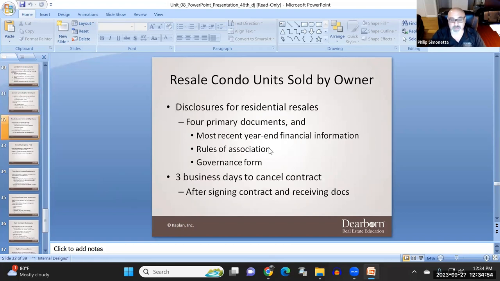Okay. Now let's talk about resale of the units. That was the new development, right? Let's talk about resale. So remember, you have those four primary documents, the articles and all that, for both. When it's a resale, there's those four documents plus these three. Now, when the building's open, it's operating. There's no prospectus. There's no estimated budget. You have a budget, right? So you have to give the most recent end of year financial information. So their financial statement for the end of last year, you have to give them. The rules of the association, you have to give them, and the governance form.